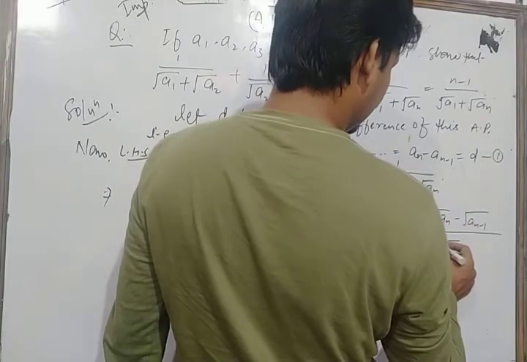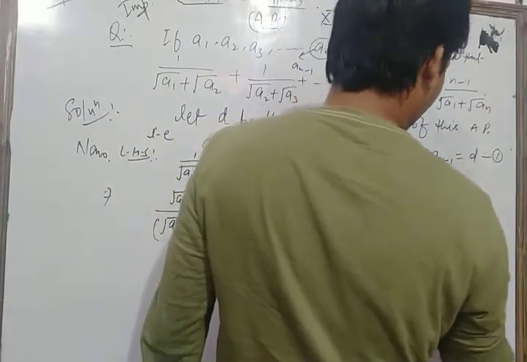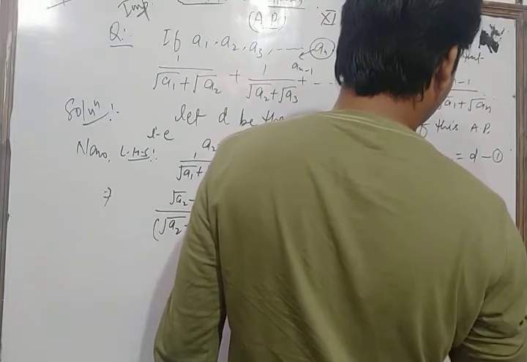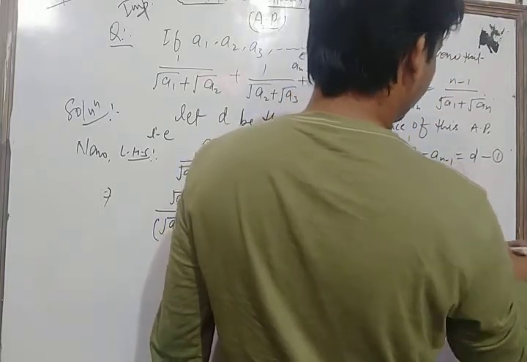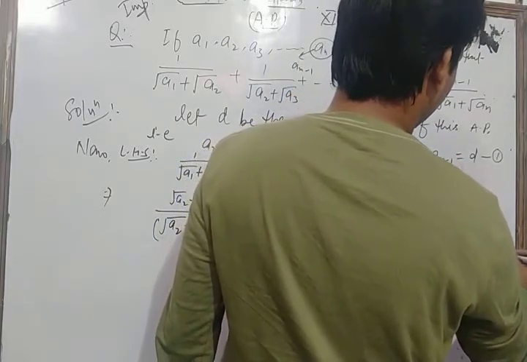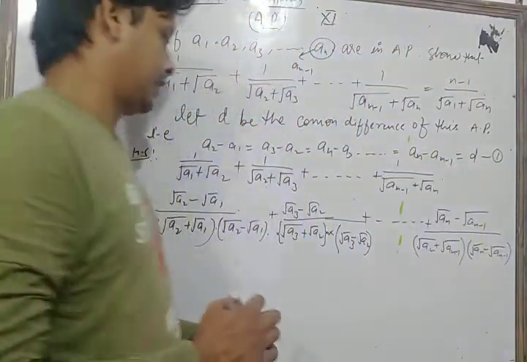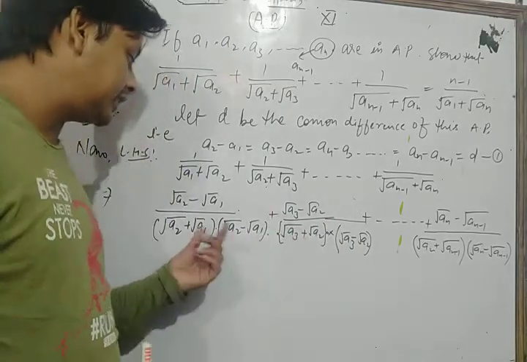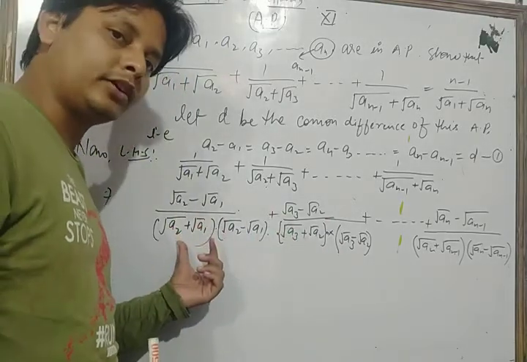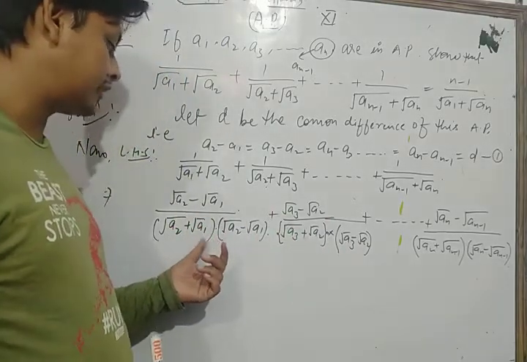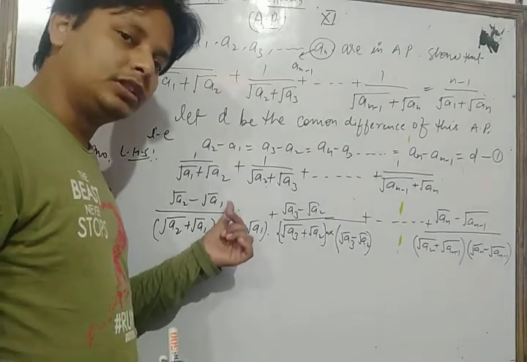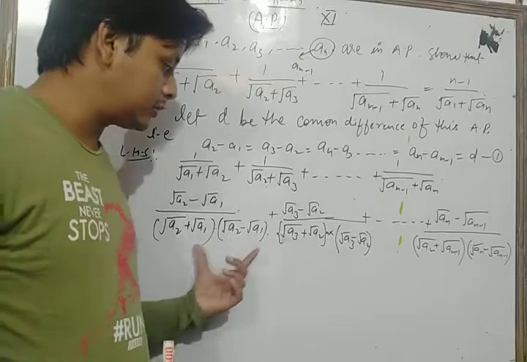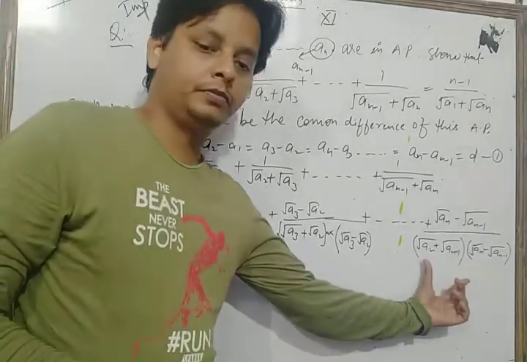This is plus, no? Yes. Into in bracket, another bracket under root an plus, sorry, minus under root an minus 1. Let's see. In that process, we multiply both the numerator and denominator in each term by its conjugate of their denominator as root a2 plus root a1. So we must multiply both the numerator and denominator by under root a2 minus under root a1. So this process we do in each term.